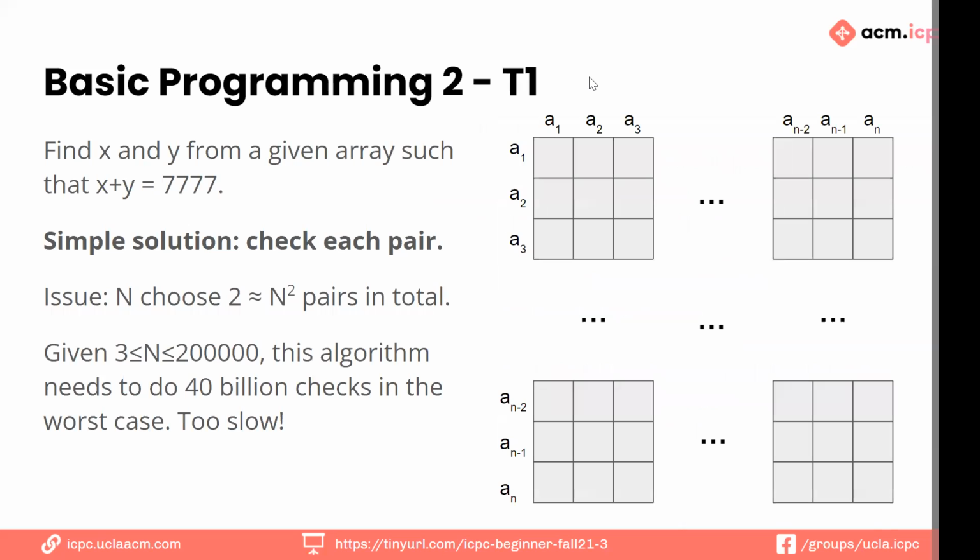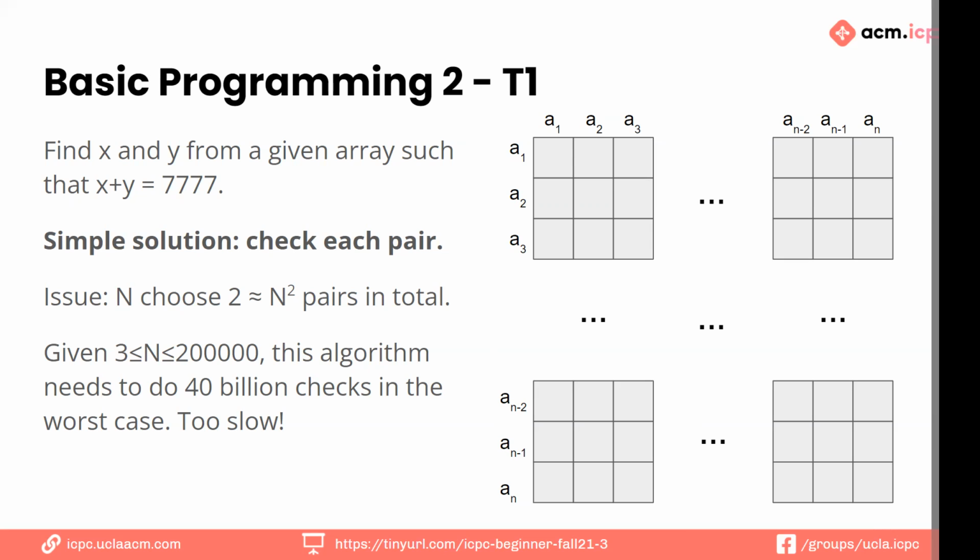The first task of this problem asks you to find two numbers from an array that sum up to 7,777. The straightforward solution would be to check each pair of numbers to see whether or not they sum up to 7,777. But there's an issue with this solution. Recall what we talked about when we were talking about the big O notation, right? N choose two: if you want to check each pair, your code will go through at least N choose two pairs of numbers, and that is almost N squared pairs in total. In this problem, N is smaller than or equal to 200,000, which means N squared would be somewhere around 40 billion checks, which is too large for modern computers.